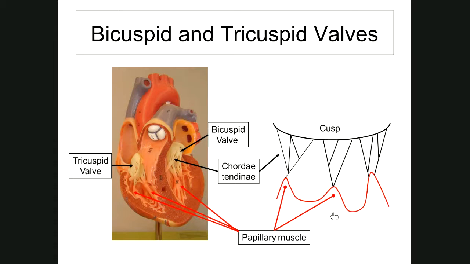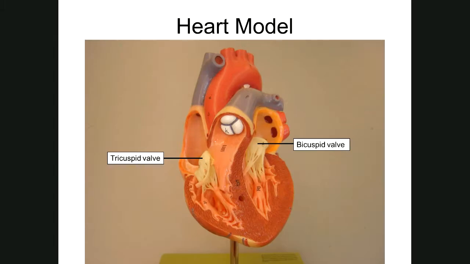The cuspid valves have a cusp, chordae tendineae, and papillary muscles. The ventricles contract, the cusp tries to flip back up into the atria, but it cannot. It's being held in place by the chordae tendineae and the papillary muscles, so it just slams shut. One-way valve. Here they are, I pointed them out again, the tricuspid and the bicuspid. Tricuspid's on the right, 3. Bicuspid's on the left, 2. 2 cusp.